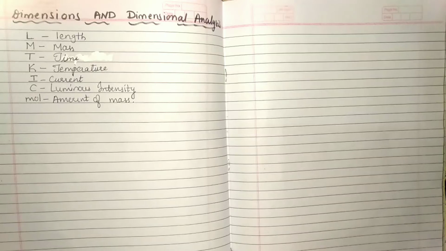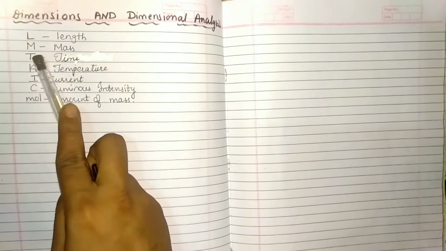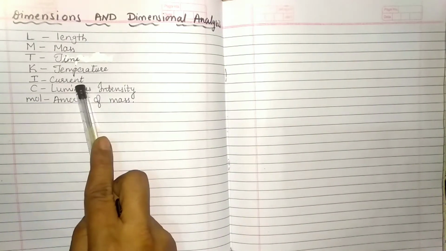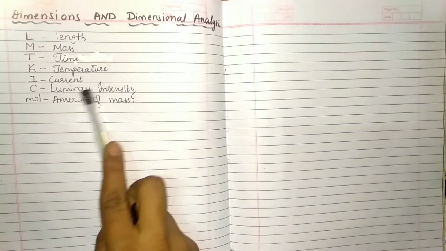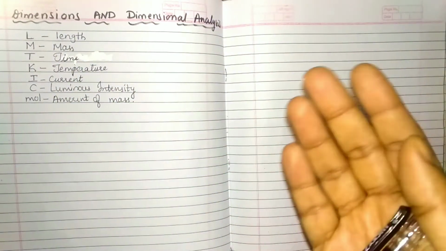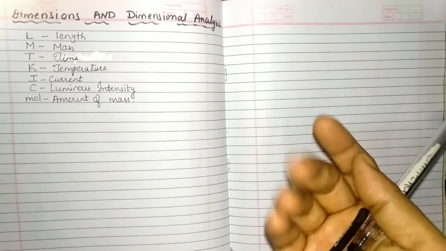For convenience, the basic quantities are represented by symbols. As you see here, L for length, M for mass, T for time, K for temperature, I for current, C for luminous intensity, mole for amount of mass. By using these physical quantities, we can analyze any physical quantity dimensionally.